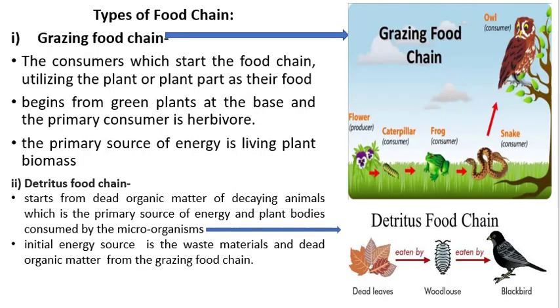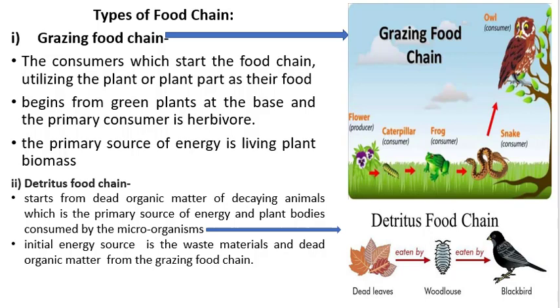Next is the types of food chain. Food chain includes the grazing food chain and the detritus food chain. Grazing food chain, where the consumers start the food chain utilizing the plant or plant part as their food. It begins from green plants at the base, and the primary consumer is the herbivore. The primary source of energy under the grazing food chain is living plant biomass.